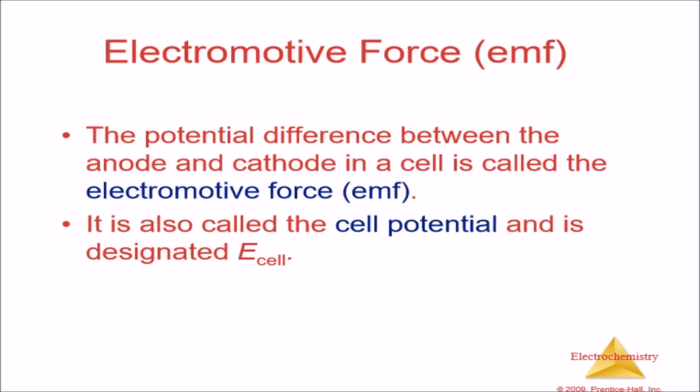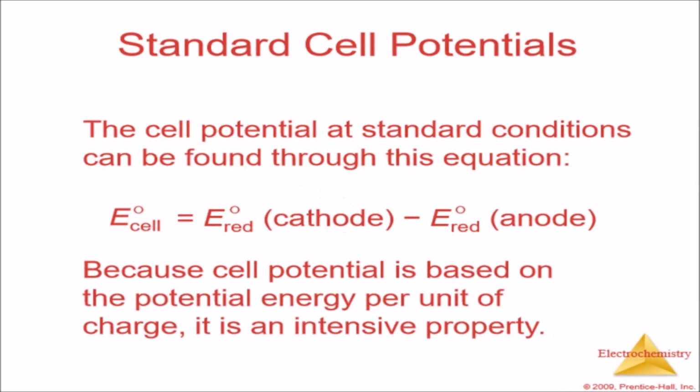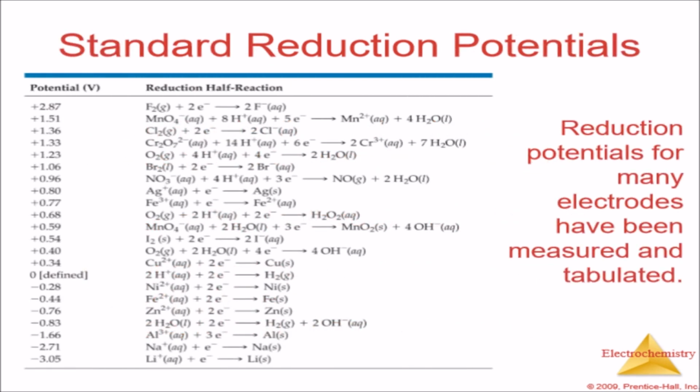Now, let's move on to the next topic, which is about the electromotive force or EMF. EMF is the potential difference between the anode and the cathode in a cell. It is also called a cell potential, which is denoted by the symbol uppercase letter E with a subscript cell. Consequently, the standard cell potential is equal to the cell potential of the cathode minus the cell potential of the anode. Also, in solving cell potentials, we need to use the table for standard reduction potentials.